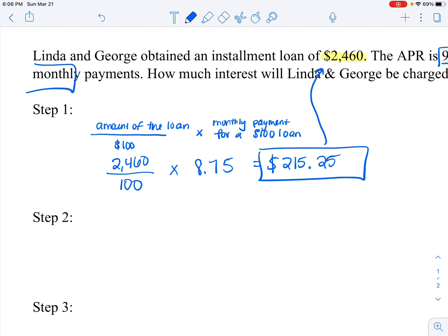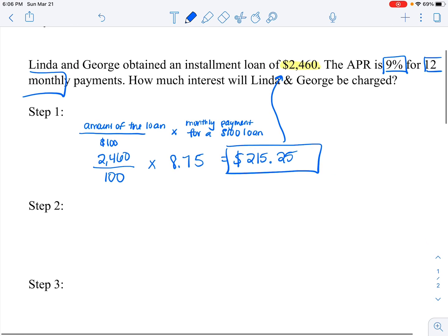Okay, but the goal here is how much interest are they being charged? And we know that there's always going to be a little bit of interest, that extra price that we have to pay. So in step 2, we need to think about how much we are going to be paying back overall. So we know that every month we're paying $215.25, but there are 12 months that Linda and George have to pay it back. So we need to take those two things of information and we need to multiply them.